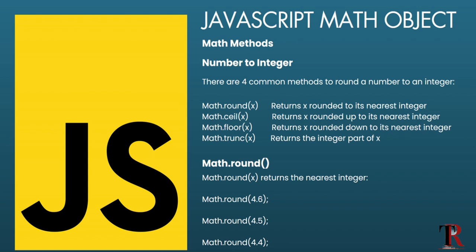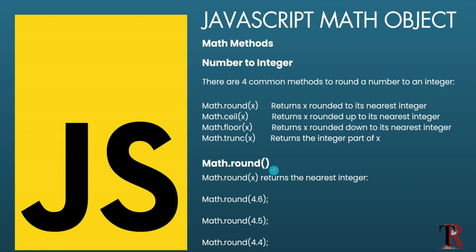The number one is the Math.round method. It returns x rounded to its nearest integer. Math.ceil returns a number rounded up to its nearest integer. Math.floor returns a number rounded down to its nearest integer. And then Math.trunc returns the integer part of a number. So the first one will round a number to its nearest integer, the second one will round up, the third one will round down, and the last one will return the integer part of x.